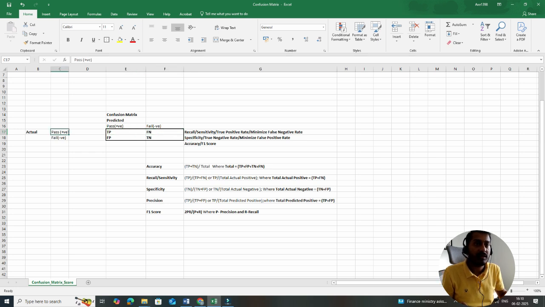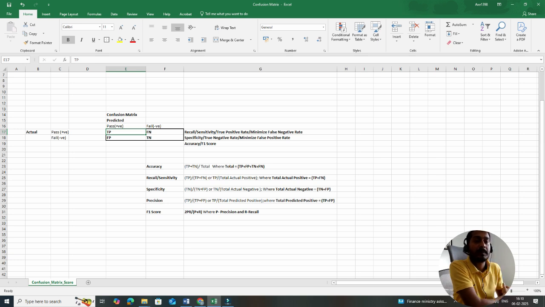Actually, these are the actual positive values, true positive and false negative. So recall is considered as true positive divided by true positive plus false negative. And this true positive plus false negative is also considered as the total actual positive values.